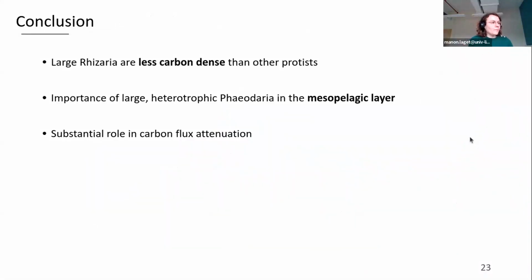So to conclude, the key message that I wanted to share is that large Rhizaria are less carbon dense than other protists, but we showed the importance of large heterotrophic Phaeodaria in the mesopelagic layer, not only in terms of abundance, but also because they can have a substantial role in carbon flux attenuation.